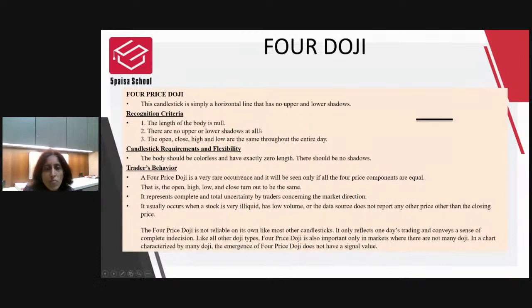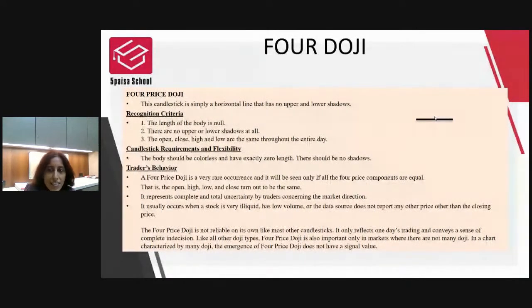Next, we come to the various doji patterns, and one of, I would say, a very uncommon pattern is the four-price doji. Now here, as you can see, there is no upper shadow, there is no lower shadow. What you can see is a single line, and that is why it is referred to as a four-price doji. Why? Because the opening price, the closing price, the high price, and the low price happen to be one and the same. Okay, so it's simply a horizontal line that has no upper and lower shadows, and of course there is no real body to be seen. So the length of the body is none, right?